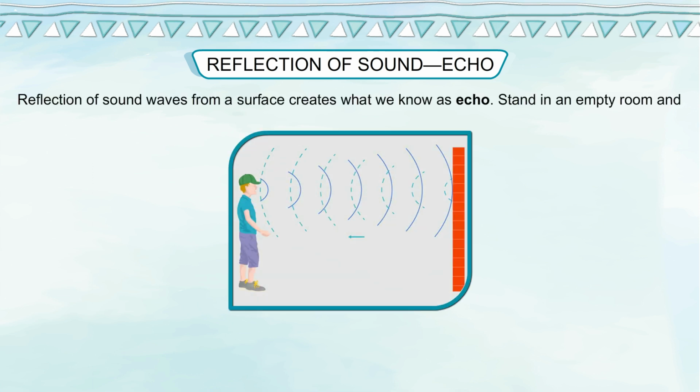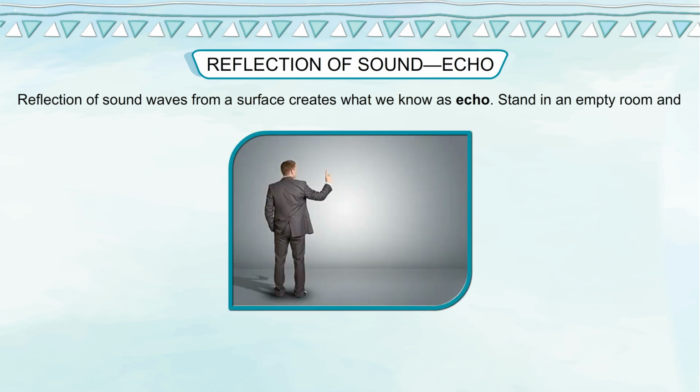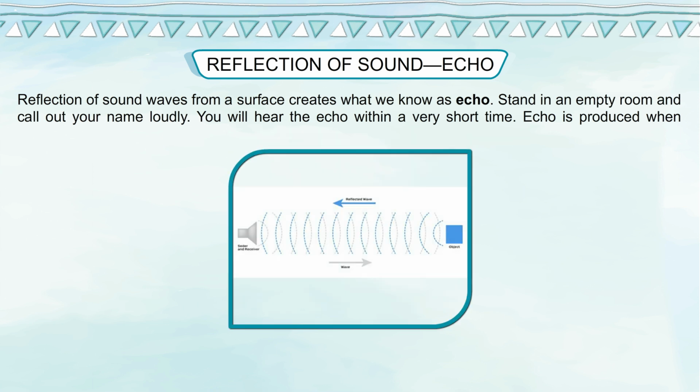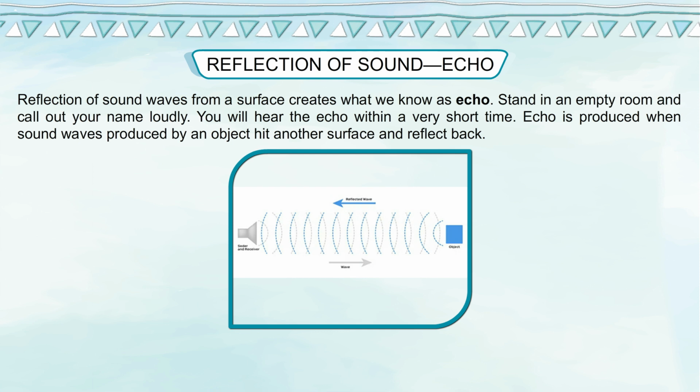Reflection of sound, echo. Reflection of sound waves from a surface creates what we know as echo. Stand in an empty room and call out your name loudly. You will hear the echo within a very short time. Echo is produced when sound waves produced by an object hit another surface and reflect back.